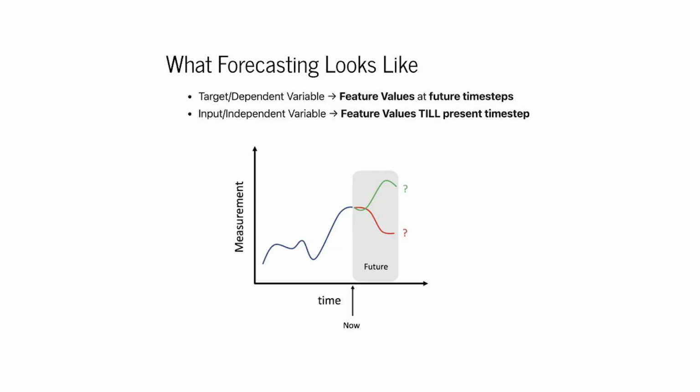So, what is the forecasting task? Well, given data from the past till the present, we predict the future. Simply put, the independent variables in this kind of problem formulation are all the feature values from the past till the present time step, and the dependent variable or the target is the same feature value but at a later future time step.